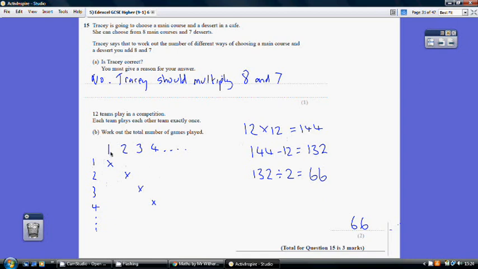Team 1 can't play against Team 1, Team 2 can't play against Team 2, and so on. So that's immediately going to take away 12 possible combinations. So I've got my 144, taking away 12 means there's 132 combinations.